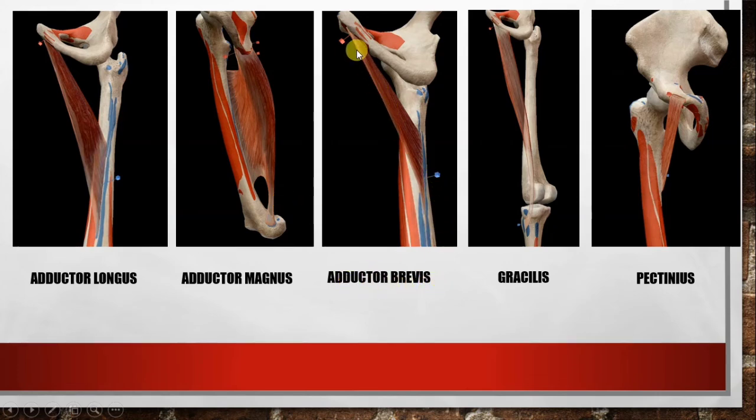So adductor brevis is a short muscle, with origin from the inferior pubic ramus. There is the gracilis, which is also a long muscle, arising from the inferior ramus of the pubic bone and attached towards the medial side of the tibia by the pes anserinus. It forms the pes anserinus here. Now there is the pectineus, which has origin from the superior ramus of the pubic bone and attachment towards the linea aspera of the femur.